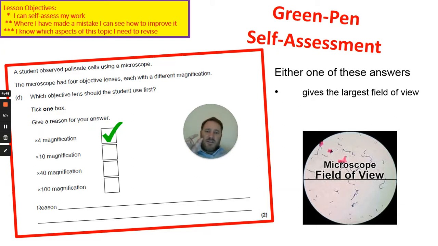And then you twist the microscope round, and you can reduce your field of view as you zoom in to the structure that you're looking at. You could have also said it's easier to focus, so you go to ×4 and then you turn the knobs on the microscope, and then you're able to focus the image so it's nice and sharp. So either of those 2 answers would get you the 2nd mark. So tick it if you got it right, correct it if you didn't.